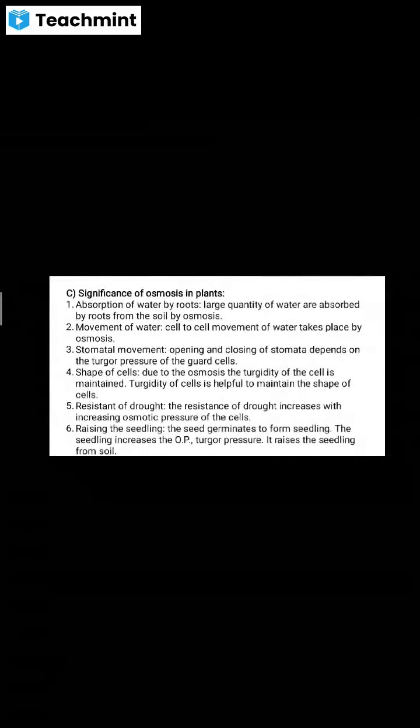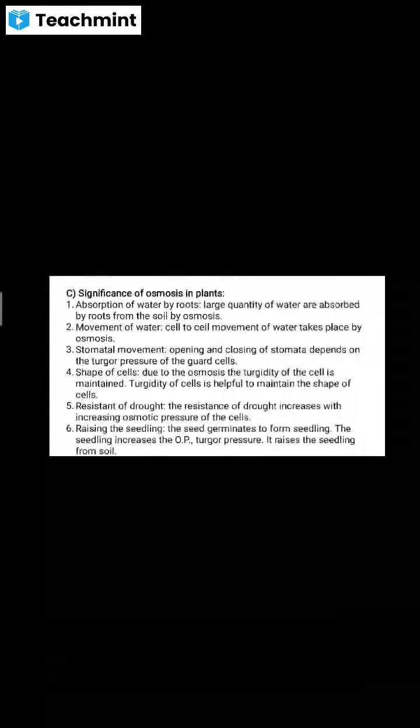So what is the significance of osmosis? The first significance is the absorption of water by roots, when a large quantity of water is absorbed by the roots from the soil. This process is also osmosis. Then this is also helpful for the movement of water. So water will be transported from one cell to another cell. At that time this movement of water also takes place due to the osmosis process.